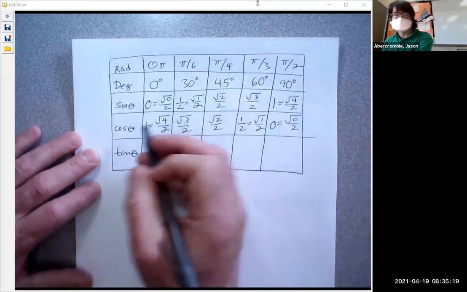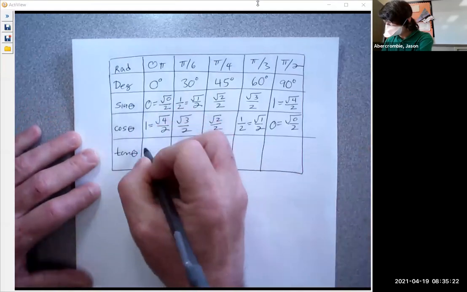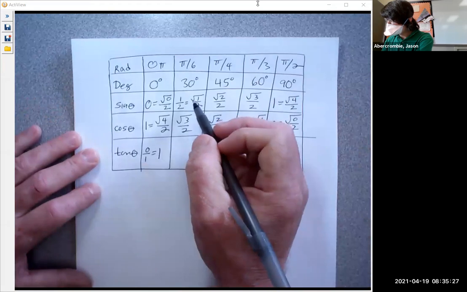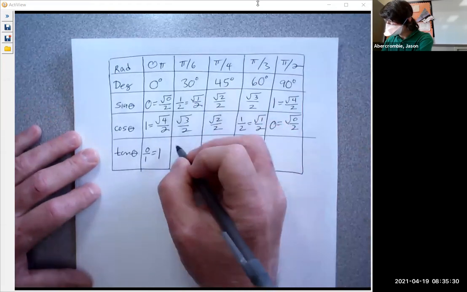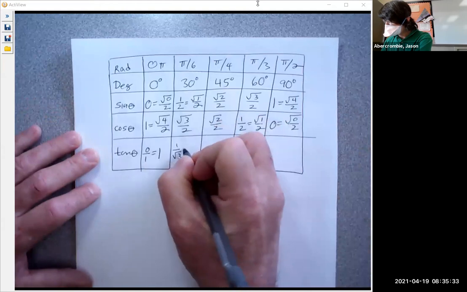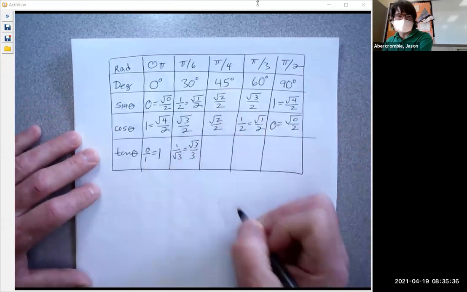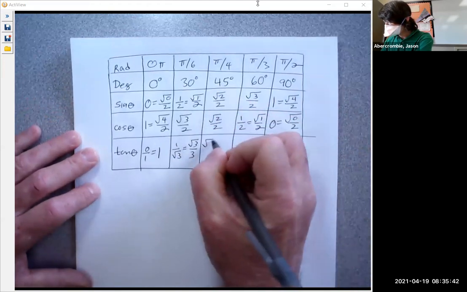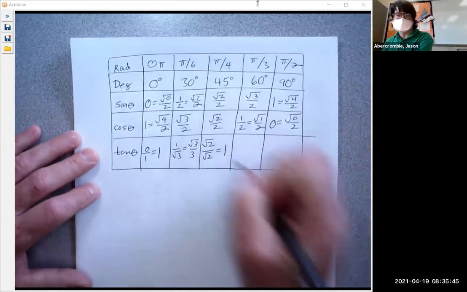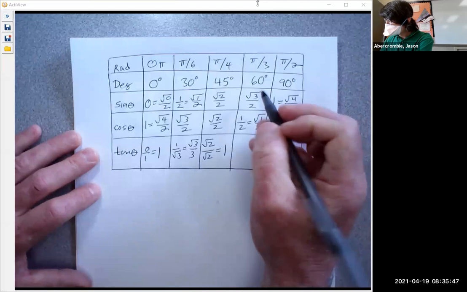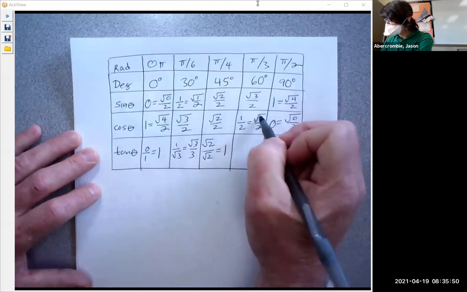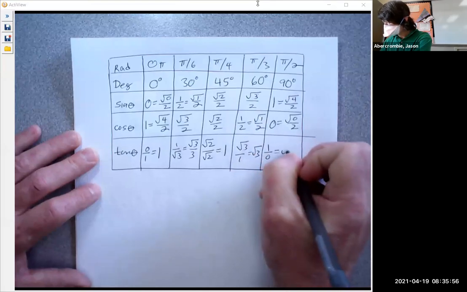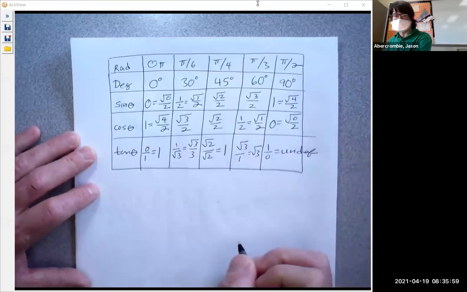And then finally, tangent is sine over cosine. So tangent here is 0 over 1, which is 0. Tangent of 30 is root 1 over root 3, or you could just say 1 over root 3, which if you rationalize is the same as root 3 over 3. For tangent 45, that's this over this, root 2 over root 2, and that's 1. This guy is root 3 over root 1, or just root 3 over 1, which is root 3. And then 1 over 0 is undefined at 90 degrees. So that's my little chart one more time.